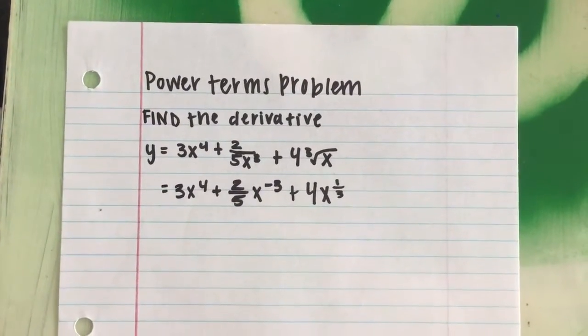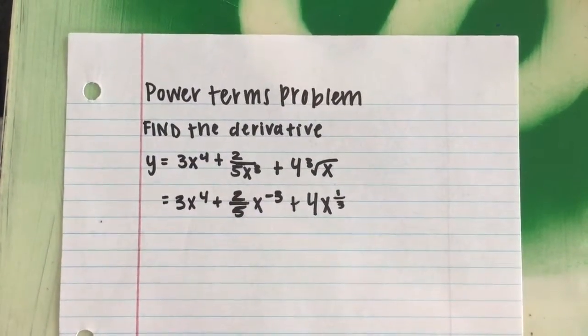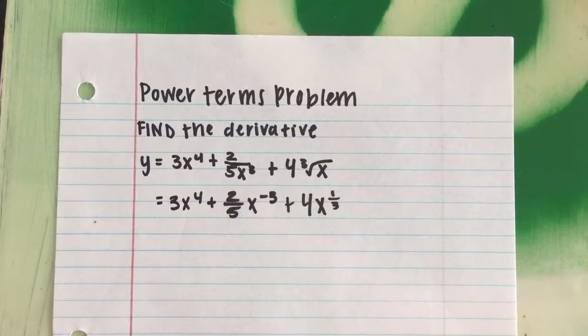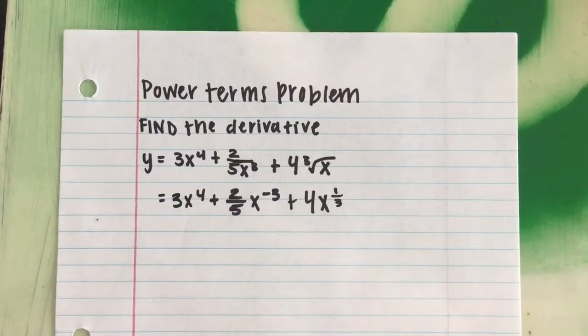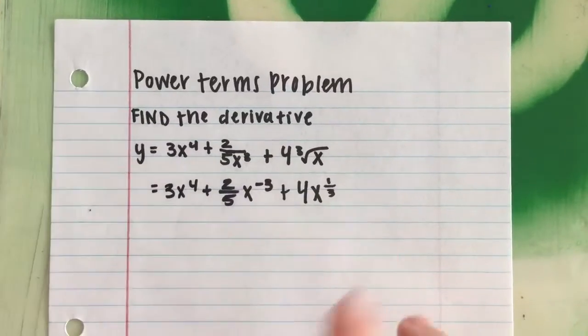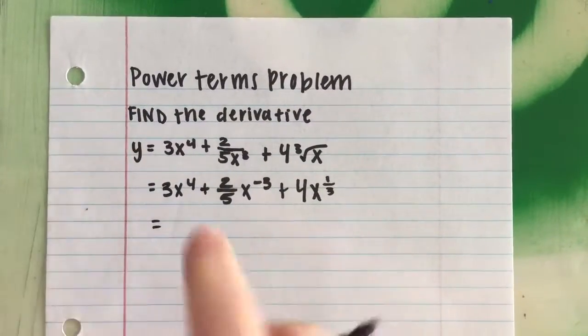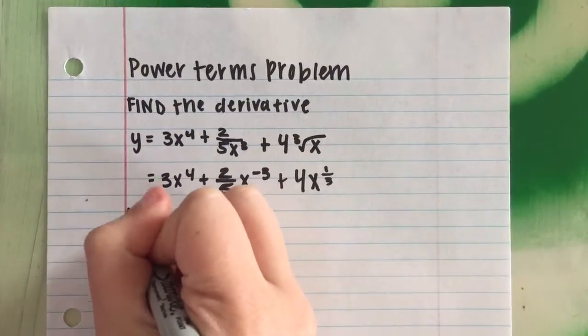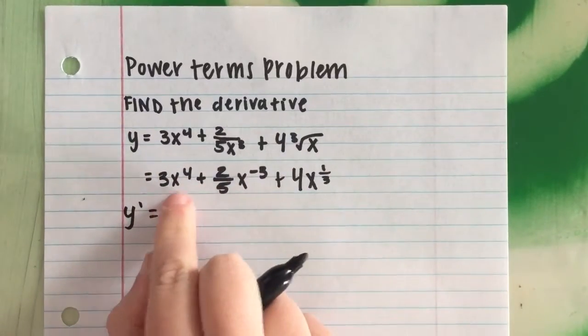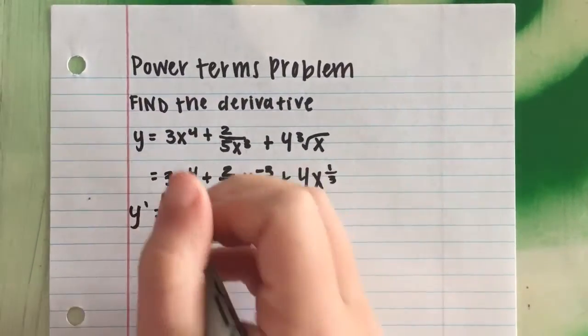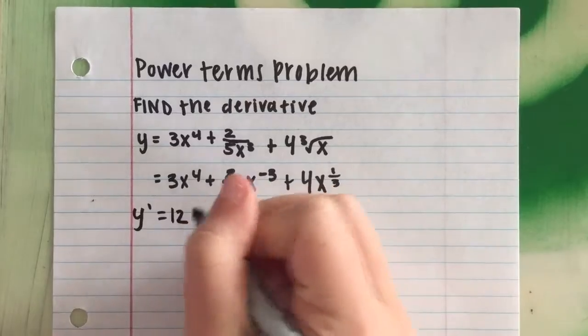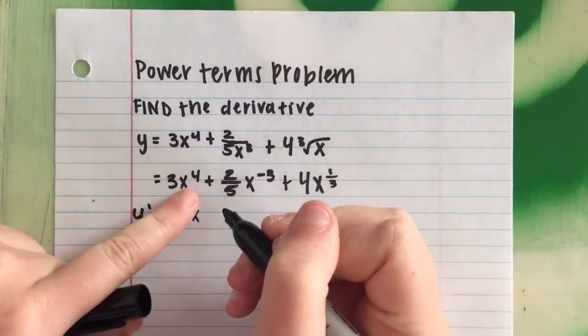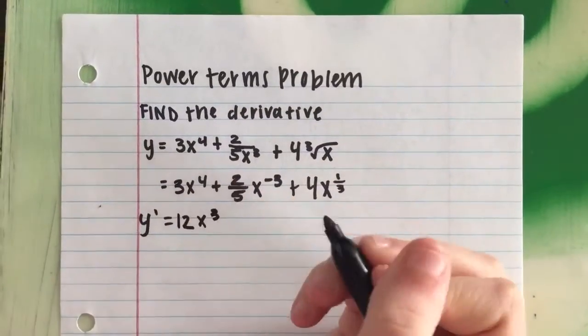The rule of power terms says that you multiply the exponent by the coefficient to get your leading term, and then you subtract 1 from the exponent. So we're going to do that with each of these terms. So now we're taking the derivative, so this is going to be y prime. So how you do this is you multiply 4 times 3 and get 12, and then you have your x, and you subtract 1 from the exponent, so you get 3.